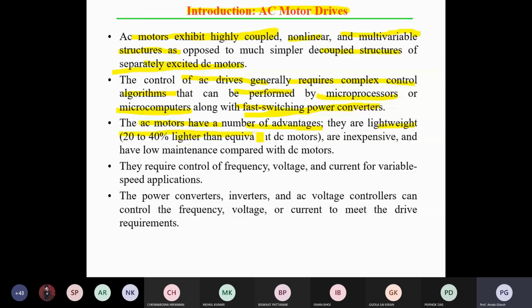They are inexpensive and have low maintenance compared to the DC motor. So the maintenance cost is also very low in AC motors compared to DC motor drives. They require the control of frequency, voltage, and current for variable speed applications. The power converters, inverter, and AC voltage controller can control the frequency, voltage, or current to meet the drive requirements. That's the specific importance of using AC motor drives instead of DC motor drives.